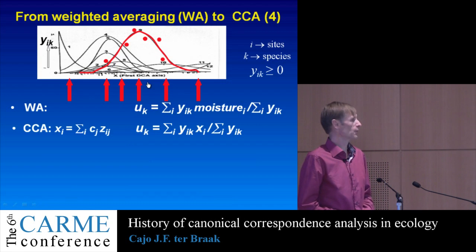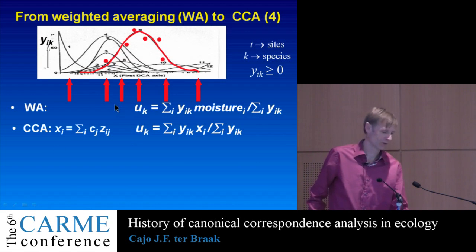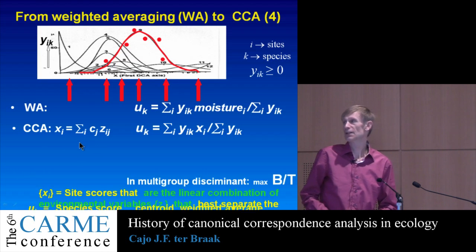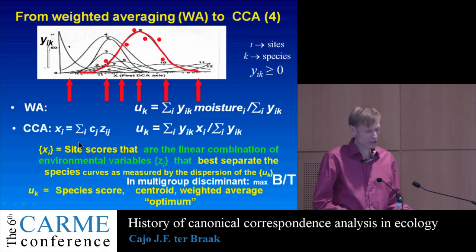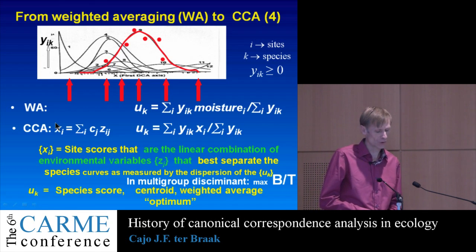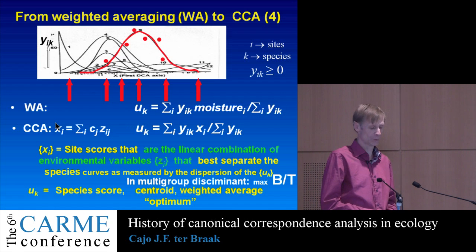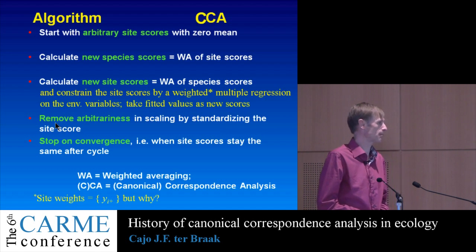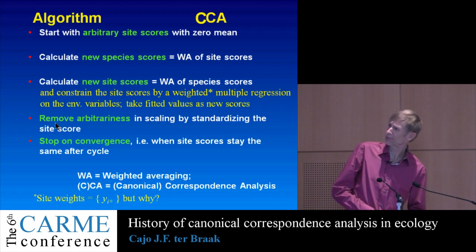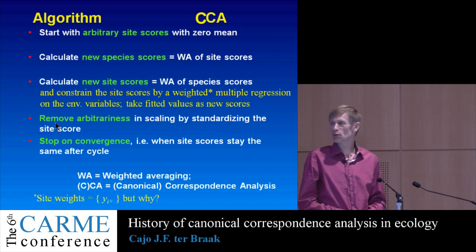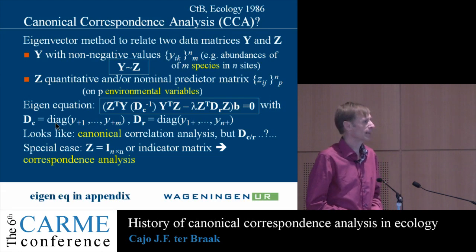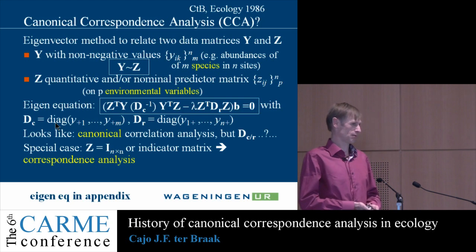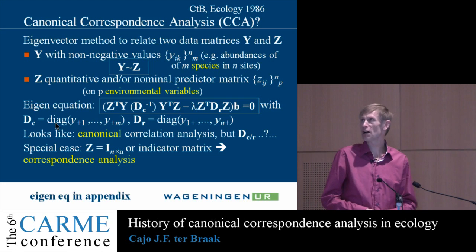So canonical correspondence analysis just adds this linear constraint to the whole business. So it's really the site scores that are linear combinations of environmental variables that best discriminate the species scores curves in terms of this delta. And in terms of the multigroup discriminant analysis, it's really between divided by total. And then we have the algorithm of CA, and you just add one extra step. Of course, weighted multiple regression, why these weights? And these weights are also in this thing I started with. So how do we get to those weights?